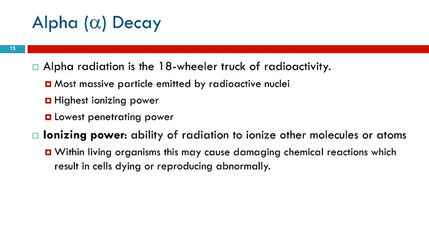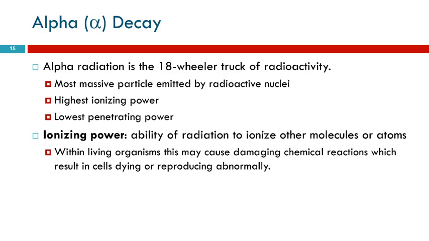We need to have just a general understanding of the characteristics of these different types of radiation. So we use an analogy with different sorts of vehicles. We've got 18-wheeler trucks and 4-door sedans and motorcycles. So alpha radiation is like the 18-wheeler truck. It's this big semi-truck, right? It's massive. It's the biggest of the particles that are emitted. So it has the highest ionizing power. Ionizing power is the ability of radiation to ionize other molecules or atoms, to knock electrons off.